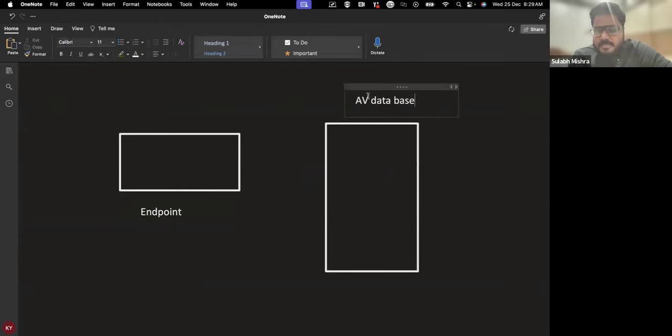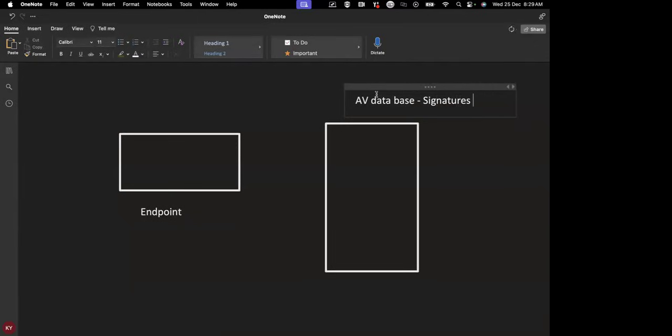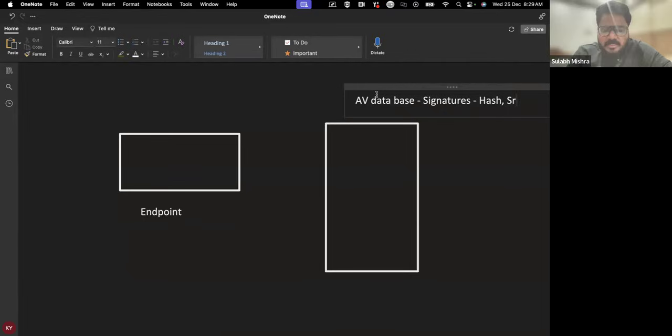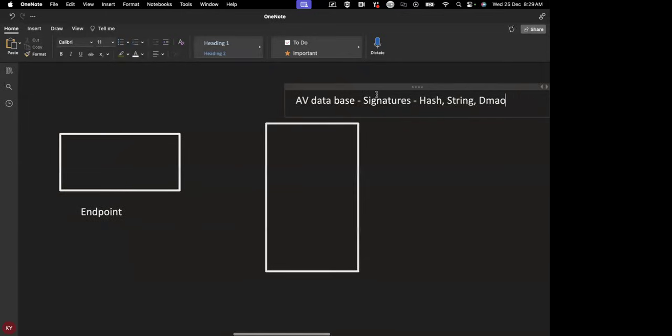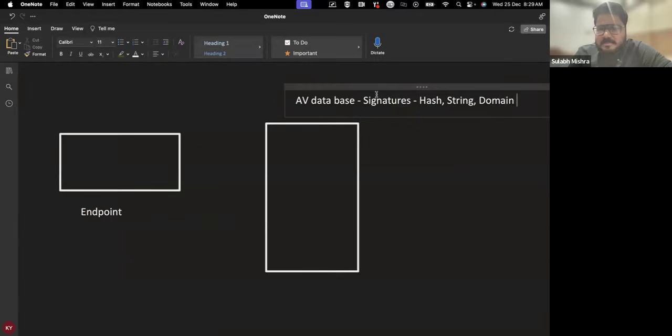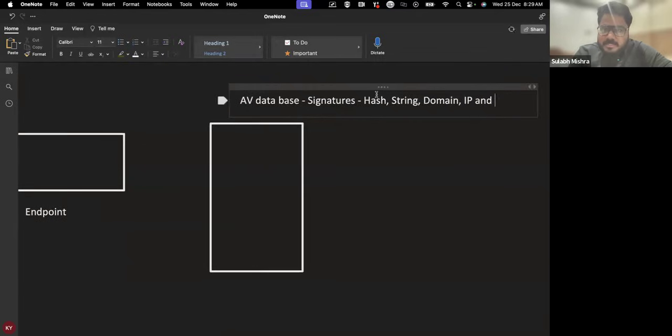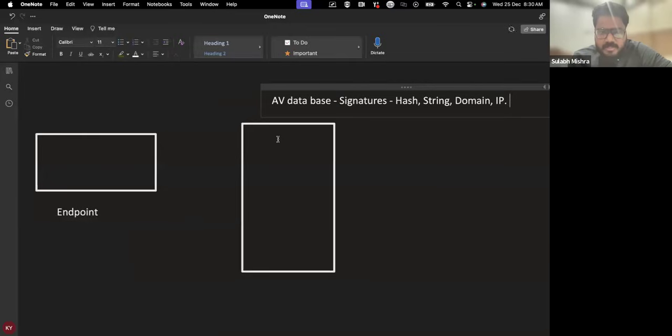What would actually be in the antivirus database? Signatures. Mostly the hash, string, domain, IP address, and sometimes you can also see some of the tool details. Let's not get into that. Let's stick to the IP address as well. This is what you will get to see in the signatures. So let's consider only the file system for the time being.